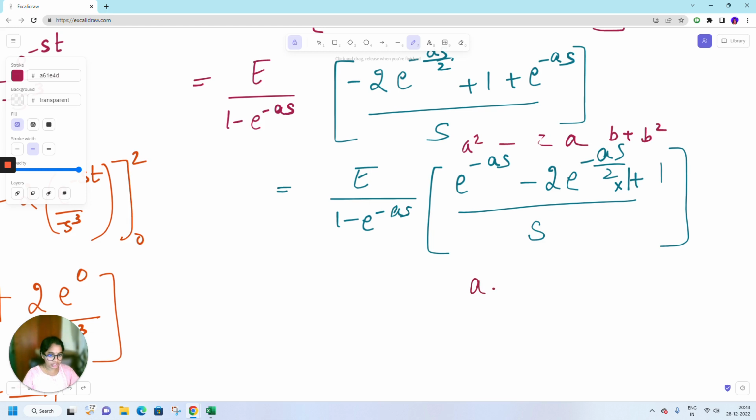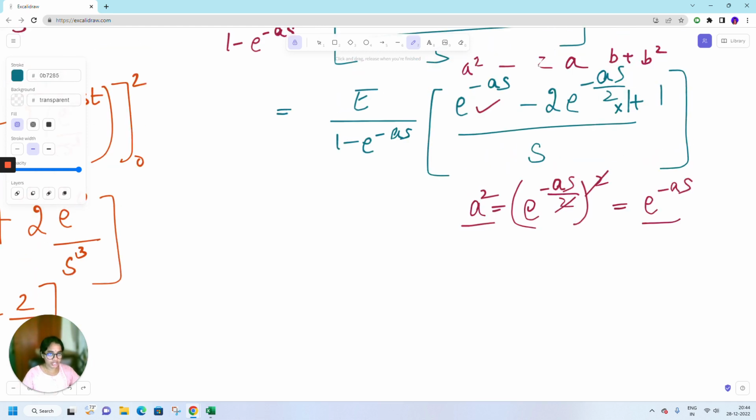Suppose clearly here the value is e power minus s by 2. What if I square this? This 2 and 2 get cancelled. I would get e power minus s. That is what we have in place of a square. Agree?